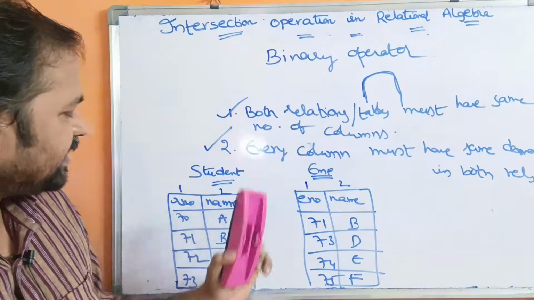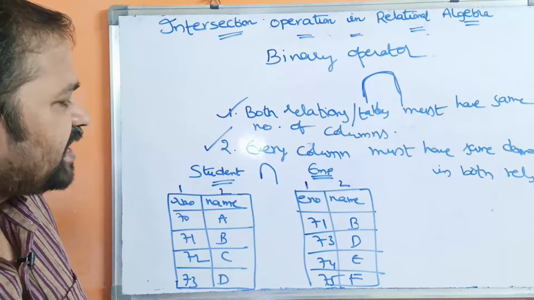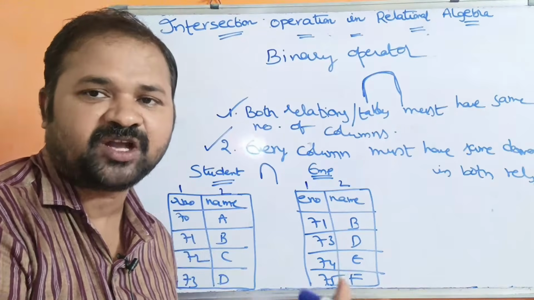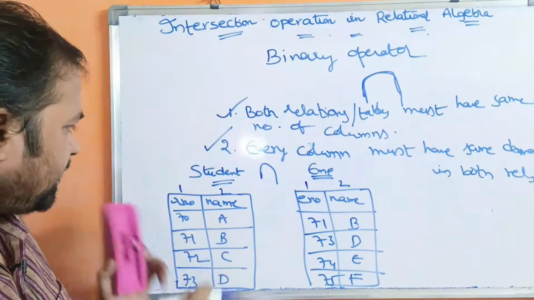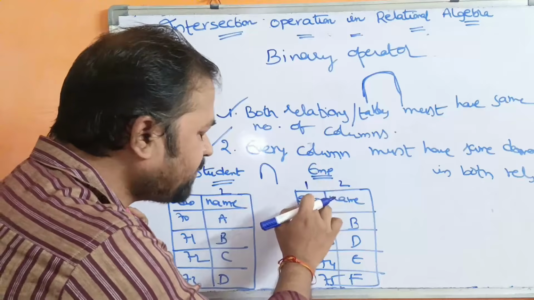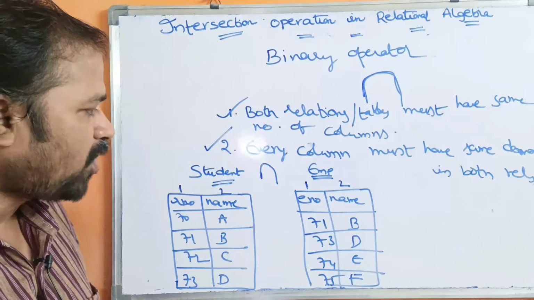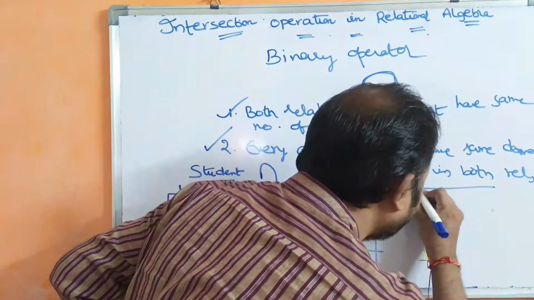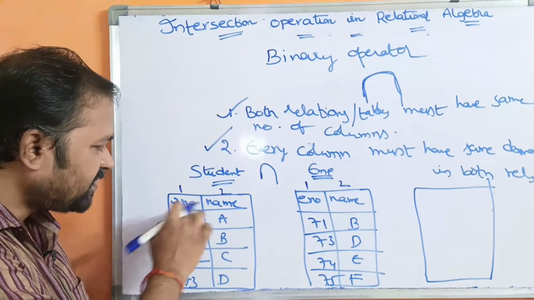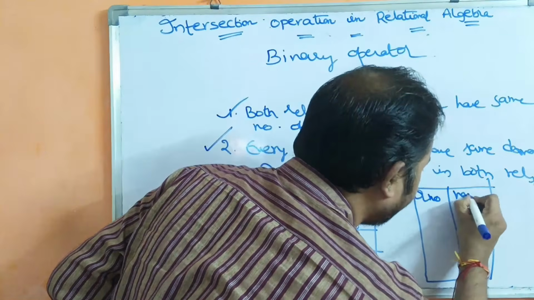Okay. Now let us see an example for this. Let us perform the intersection operation on the student and employee tables. It will return the common tuples which are present in both the relations. Here in the student table the attribute names are roll number and name, whereas in the employee table the attribute names are employee number and employee name. So in the result table the attributes will be the first table's attributes. What are they? Roll number and name. So these are the attributes.